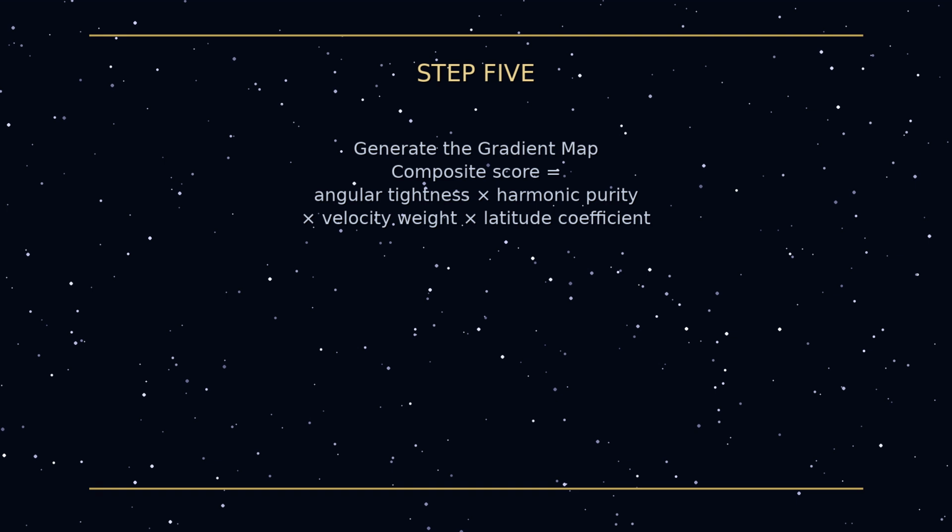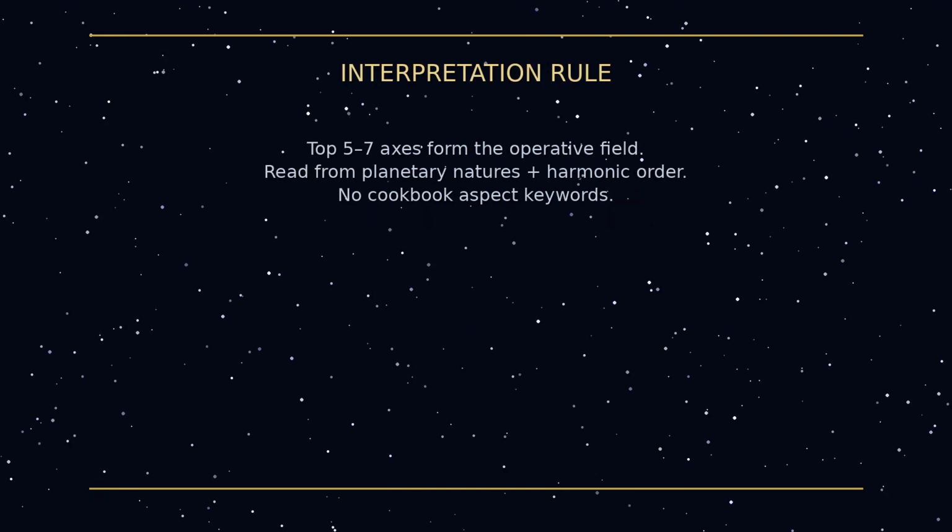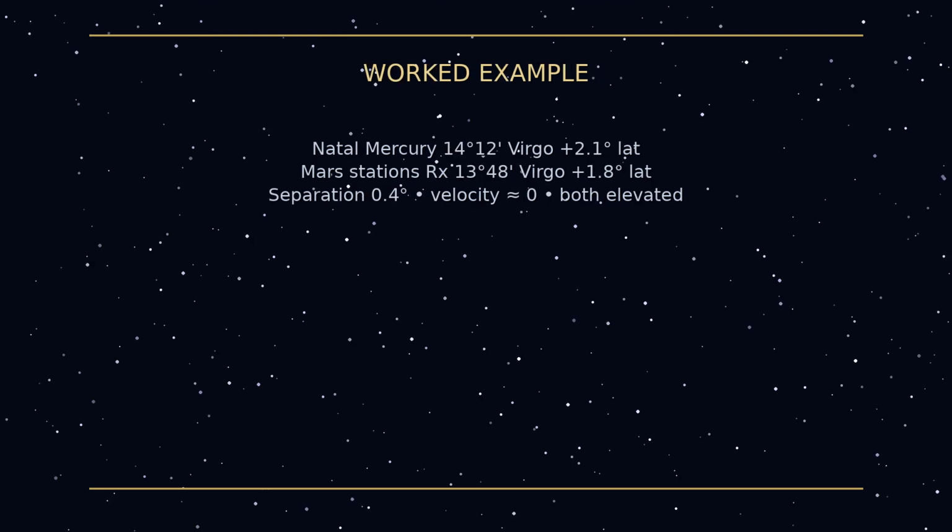Under the harmonic correspondence protocol, it is a high-order resonance lock on the Mercury principle, amplified by the Mars station and dual high latitude. Decisions involving contracts, negotiation, short-term strategy, or information flow taken inside that window are treated as carrying amplified consequence. The analyst does not ask, what does a Mars-Mercury conjunction mean? The analyst asks, what is the quality of the Mercury vector when locked in a stationary Mars resonance? The method is deliberately austere.